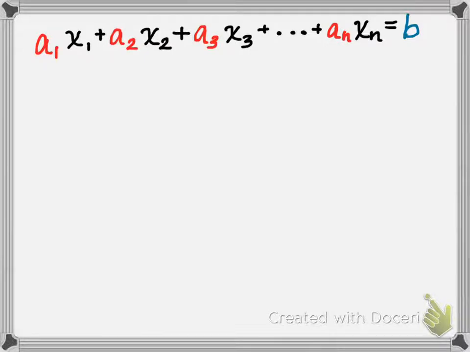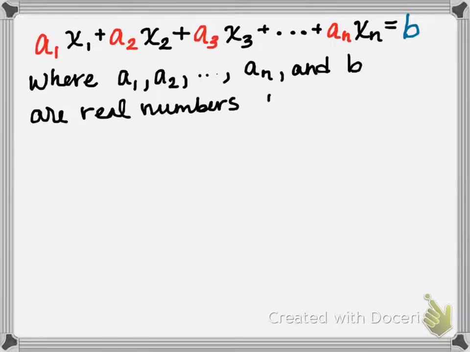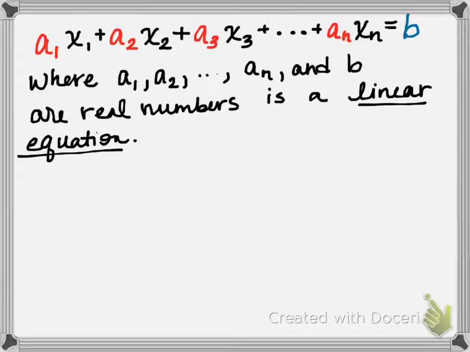So let's say we have this equation, a1 times x1 plus a2 times x2 plus a3 times x3 all the way up through an times xn, and that equals b. Here the x's are variables. They're only numbered because we don't really know how many there are, and we have that the a's and the number b are real numbers. Now this is a linear equation in the variables x1, x2, x3 all the way through xn.